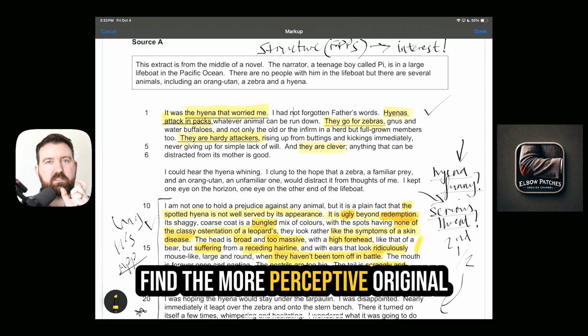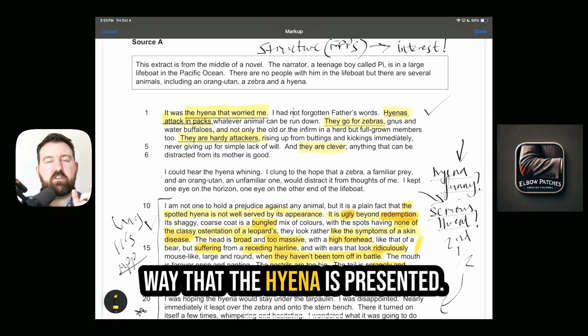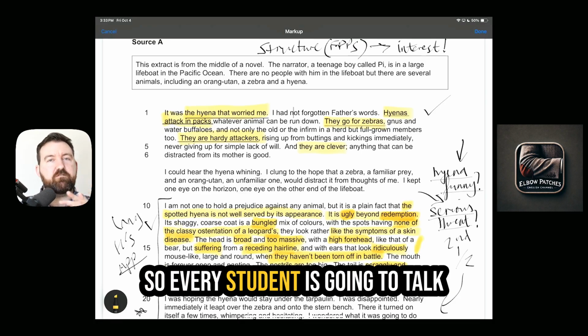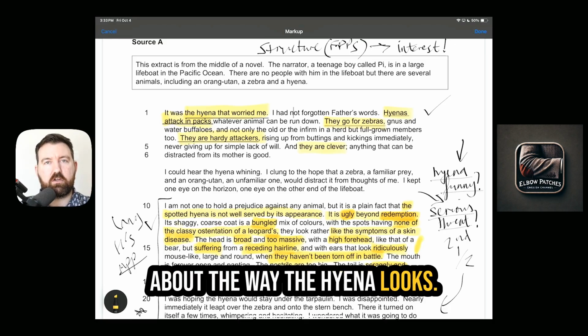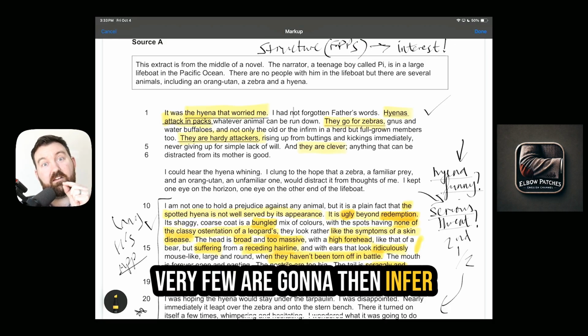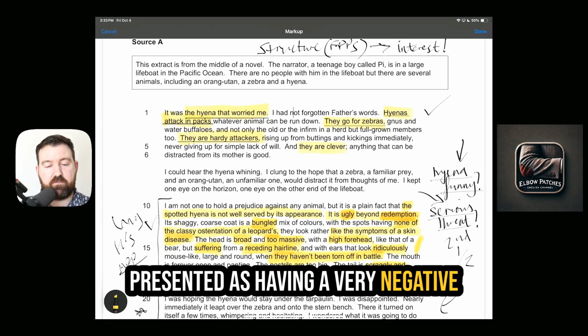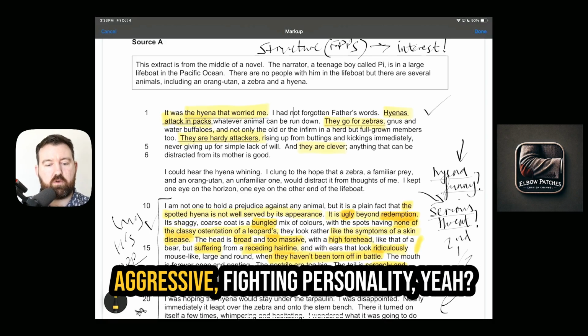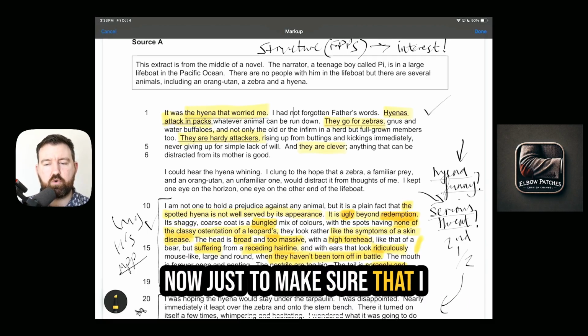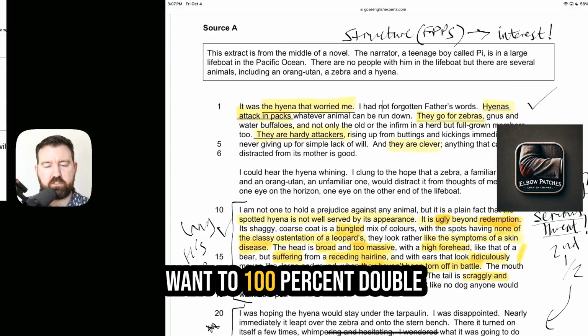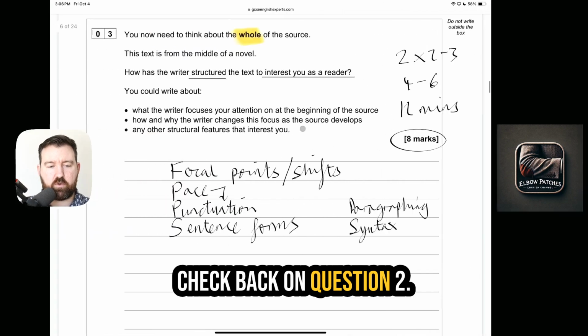And then for me, to get to the highest level, you're going to try and find the more perceptive, original way that the hyena is presented. So every student is going to talk about the way the hyena looks. Very few are going to then infer the fact that the hyena also is presented as having a very negative, aggressive, fighting personality. Now, just to make sure that I haven't misled you there, I just want to 100% double check back on question 2.